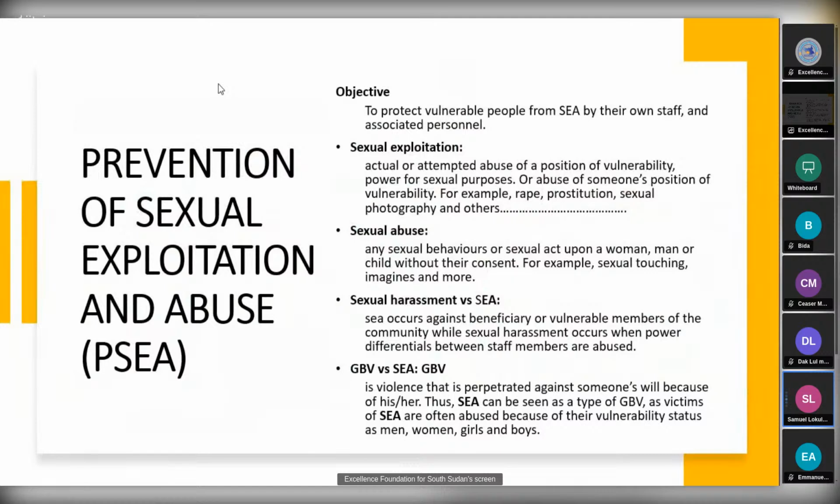So if we're looking into the second thing, which is SEA, some of us may include the P. We can call it PSEA or SEA, it depends how you're calling it.